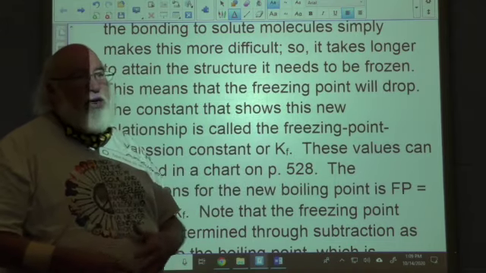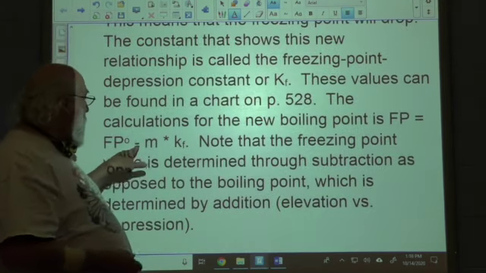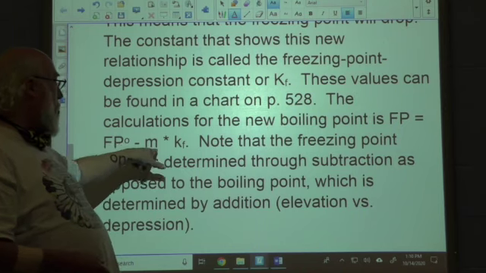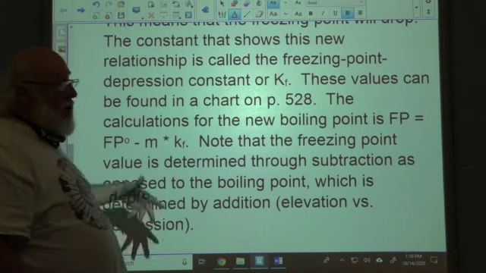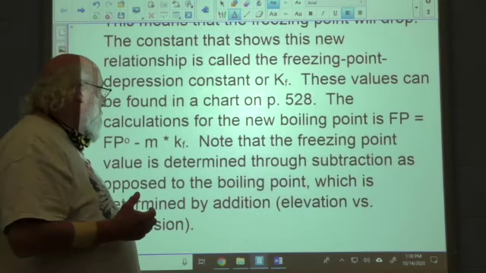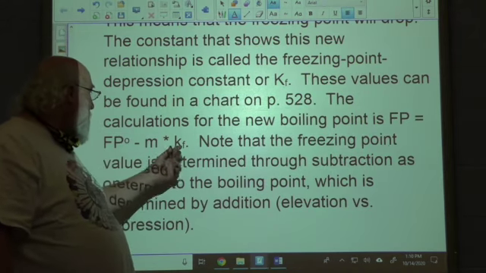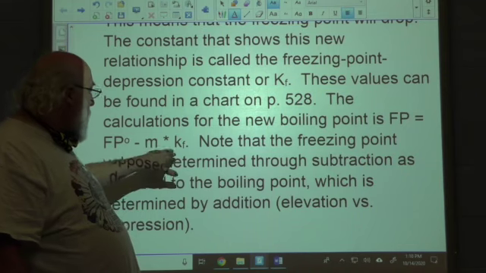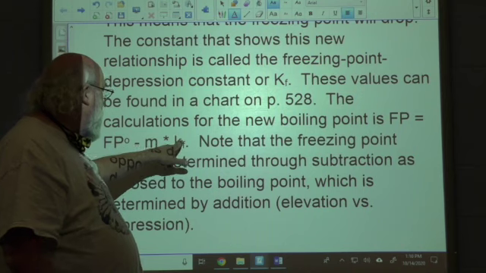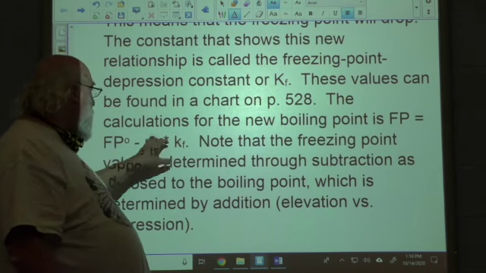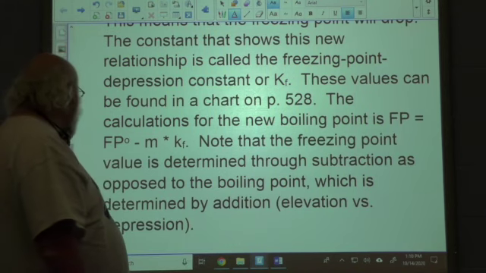The Kf is going to be multiplied by the molality as well, but the difference here is that you're going to have a subtraction sign between the original freezing point and the product of the molality and the Kf. Now these two constants, the Kb and Kf, have units of degrees Celsius per mole per kilogram. If you have moles per kilogram for m here and degrees Celsius per mole per kilogram here, the moles per kilogram cancel out, leaving you degrees Celsius, and you take your freezing point and subtract that product in degrees Celsius.